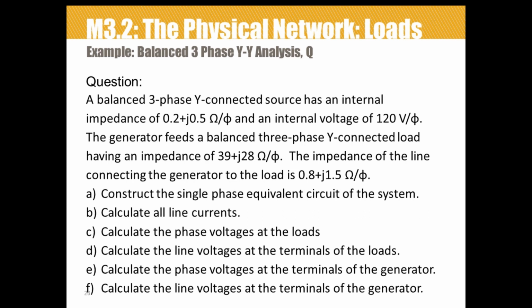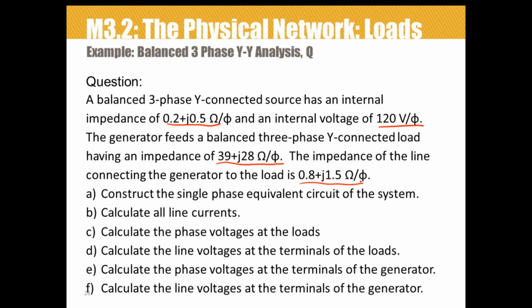It has an internal impedance associated with the generator windings of 0.2 plus j0.5 ohms per phase. We'll learn more about where that number comes from later. It's just an impedance, a consequence of the generator being made of actual materials. And internally, this generator has an internal voltage of 120 volts per phase. The generator feeds a balanced 3-phase Y-connected load having an impedance of 39 plus j28 ohms per phase, so that just represents whatever our load device is that's connected to the circuit. And then of course we have to connect the generator to the load using some sort of cable. In this case, the impedance of the transmission or distribution line is in total lumped 0.8 plus j1.5 ohms per phase.